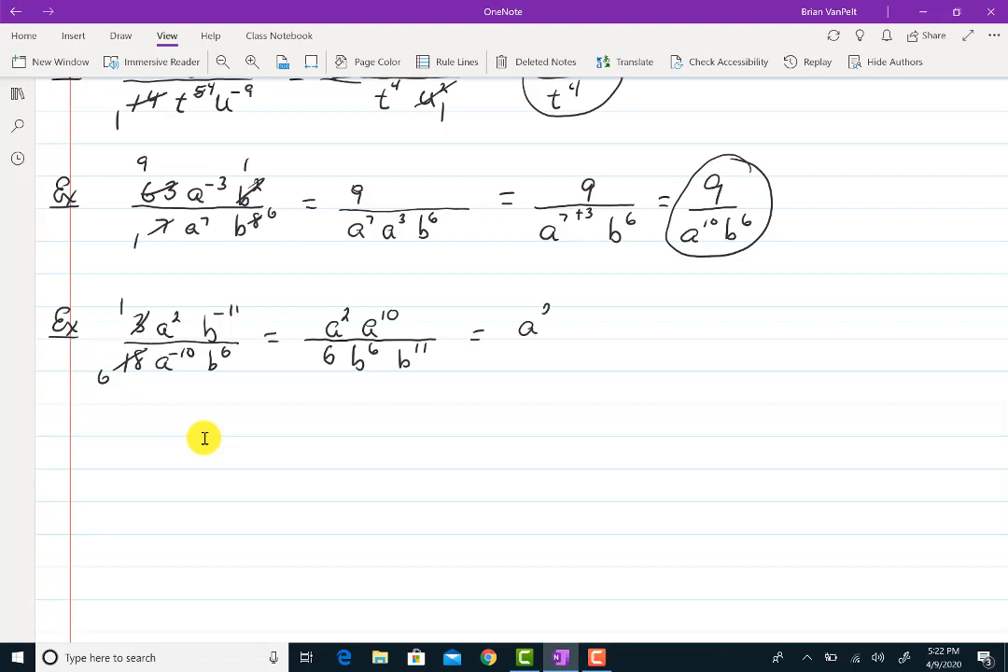And now I can go ahead and add those exponents. So I get a to the 2 plus 10 over 6. Then I have b to the 6 plus 11. So I have a to the 12th in the numerator. I have 6b to the 17 in the denominator.